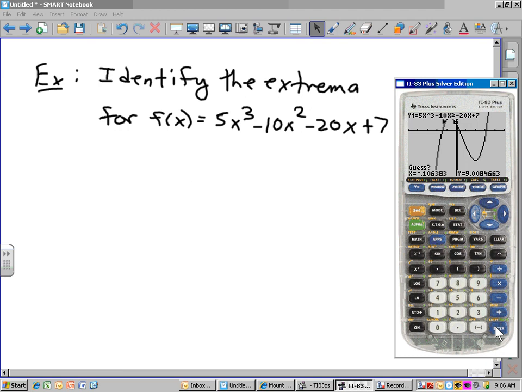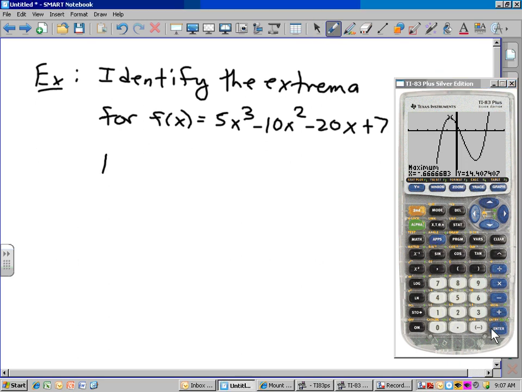And then it asks us for a guess. You can put this anywhere. You can put the guess as close as you want. You can even type in an X value. So, what's it look like? I can't really tell. I'm just going to go ahead and hit enter and see what it says. Okay. So this is what we're getting. I'm seeing a local max at, looks like, negative 0.667 and 14.407.